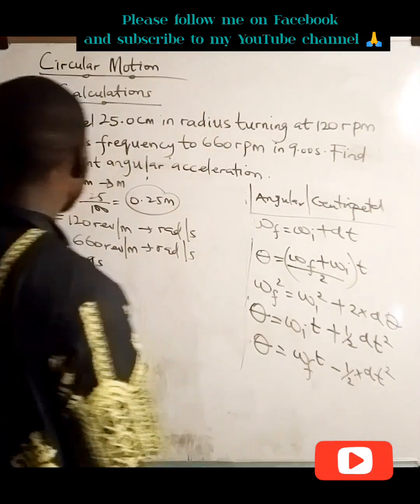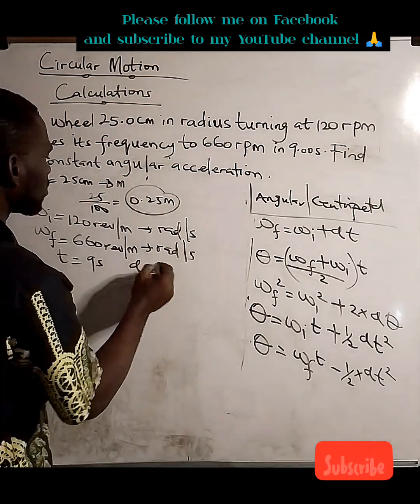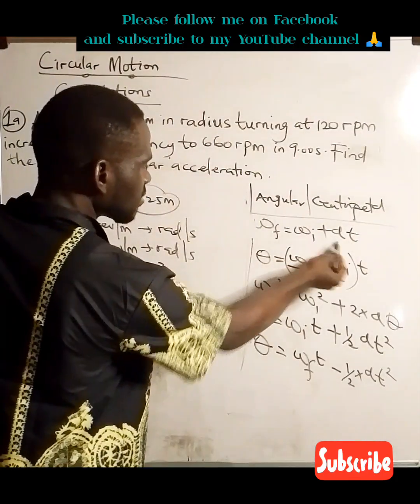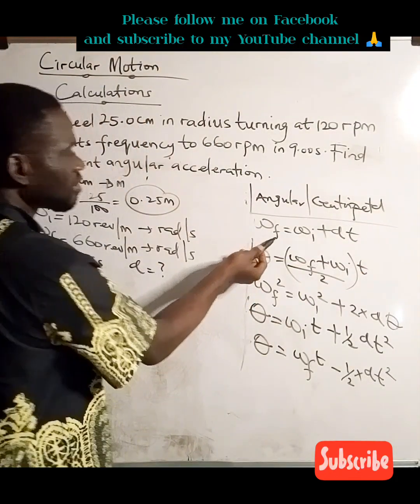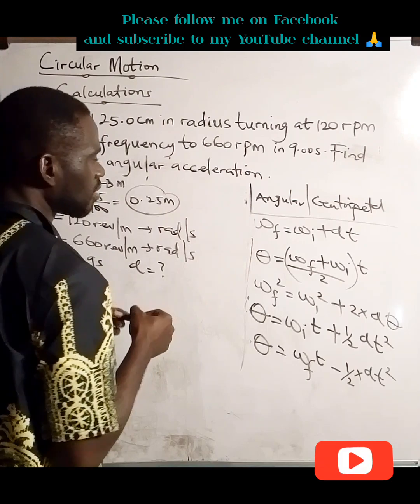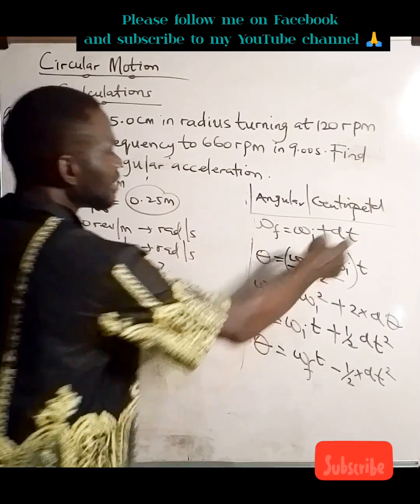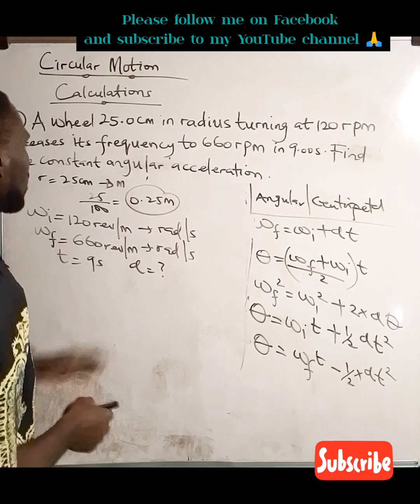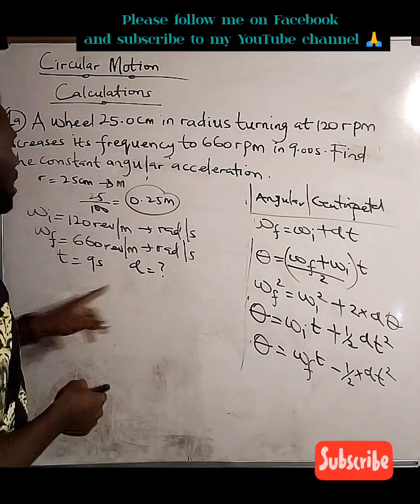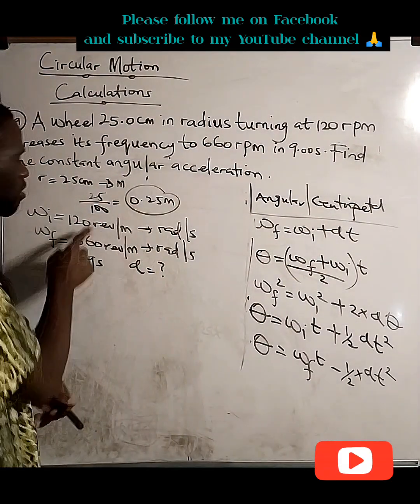As you can see, we have everything set out. We're looking for angular acceleration. I think this equation of motion will help us: final angular velocity equals initial angular velocity plus angular acceleration times time taken. We have our time. So first of all, we're going to look for a way to convert this.